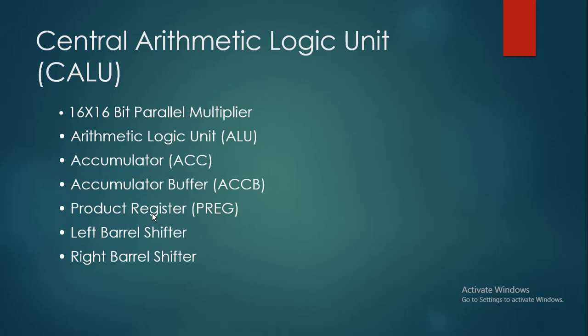The central arithmetic logic unit is otherwise called CALU. It has a 16-bit by 16-bit parallel multiplier, a 32-bit accumulator, and a 32-bit accumulator buffer. And it has a product register, PREG, and additional shifts at the output of both the accumulator and product register.